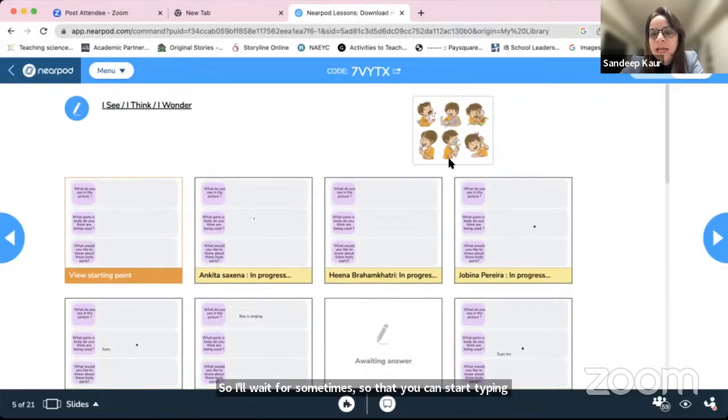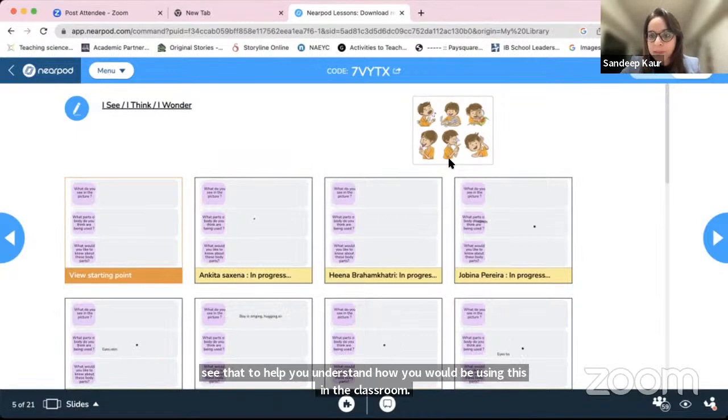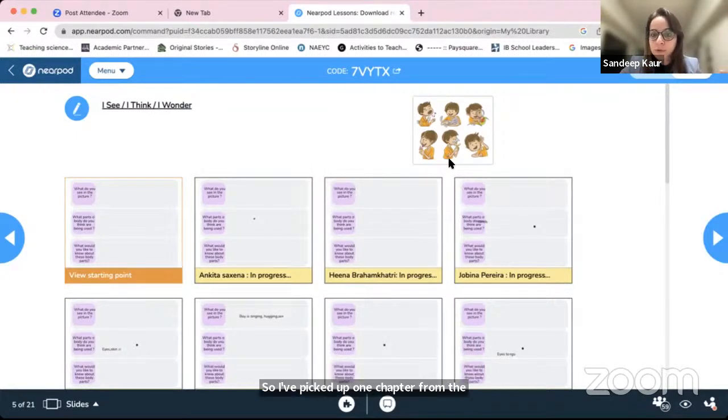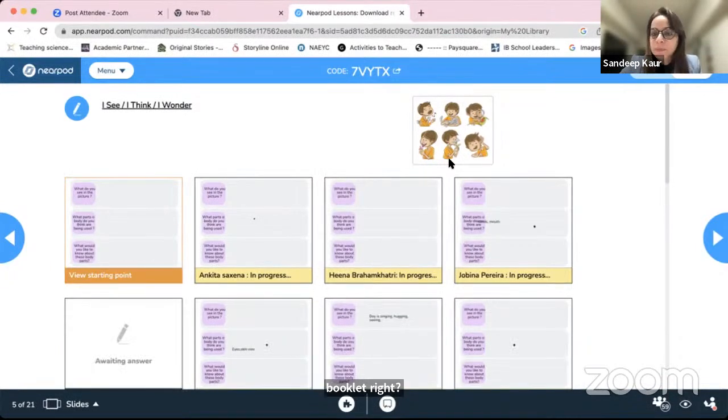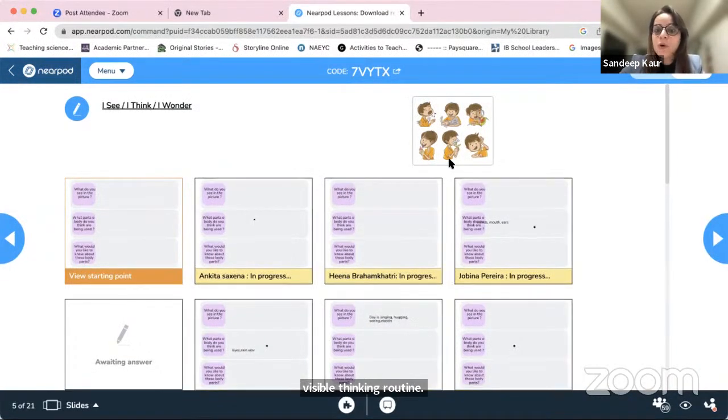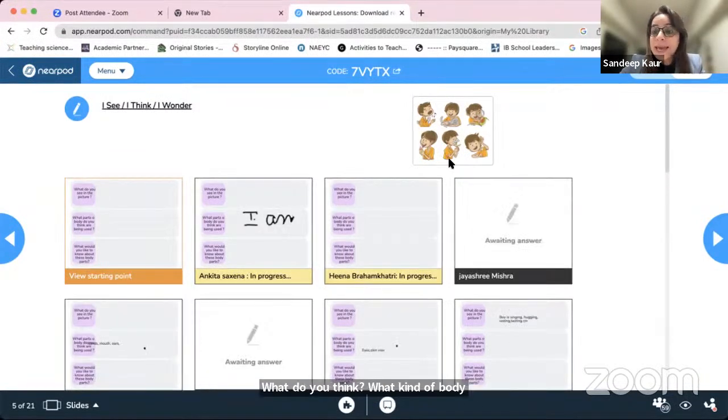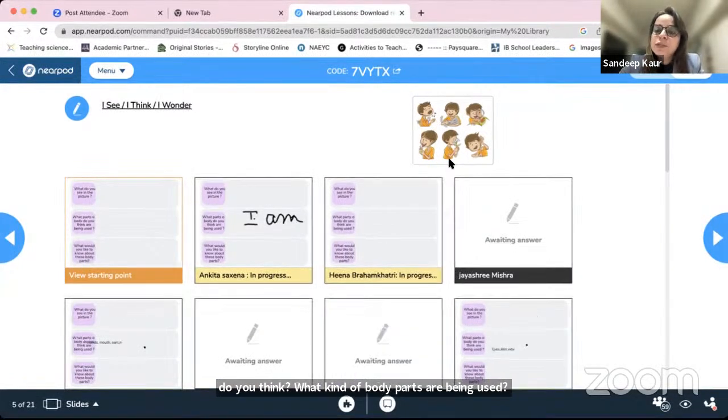I'm trying to give you a very hands-on experience to help you understand how you would be using this in the classroom. So I've picked up one chapter from the Smile curriculum booklet, right? It's a grade 3 lesson where we're looking at sense organs rather than just opening the book and reading. Okay, I have given you a provocation, and I've used a visible thinking routine. I see, I think, and I wonder. What do you see in the picture? What do you think? What kind of body parts are being used? And any questions that you have. Again, they would give me an insight into my students' understanding.